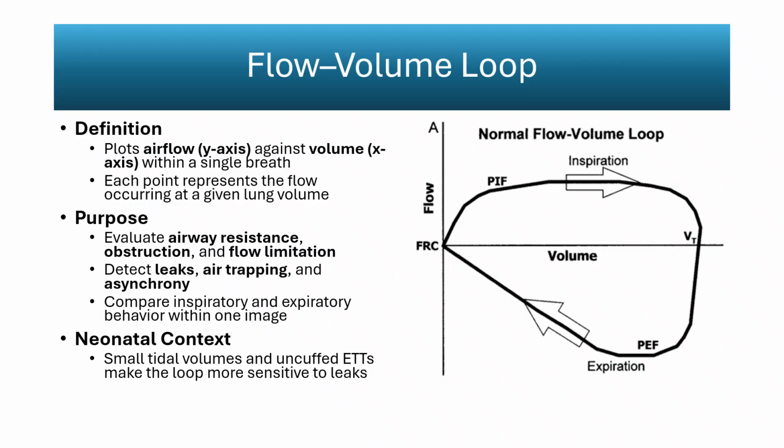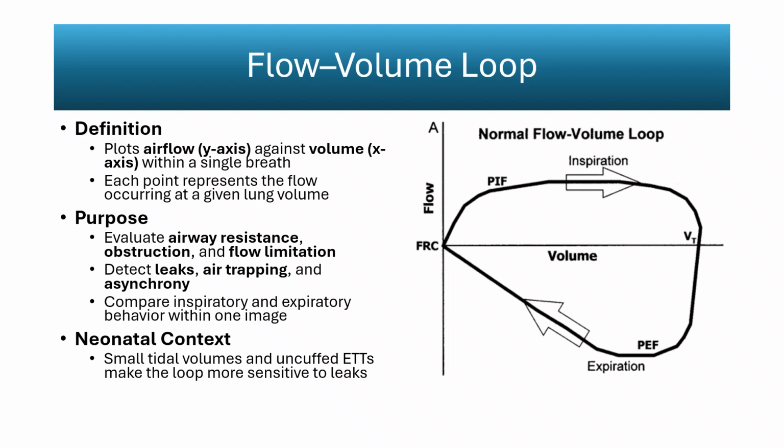The flow-volume loop plots airflow on the vertical axis and volume on the horizontal axis, creating a closed loop that represents a complete breath. Every point on the curve shows the flow that occurs at a specific lung volume, which allows the inspiratory and expiratory phases to be compared directly within a single image.